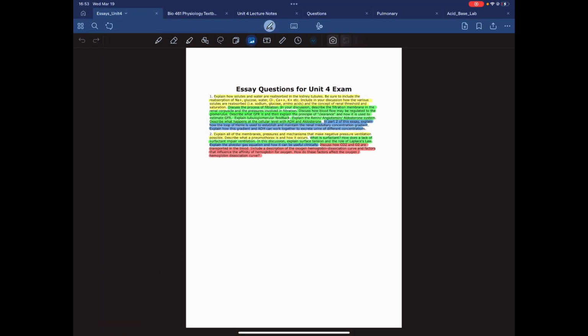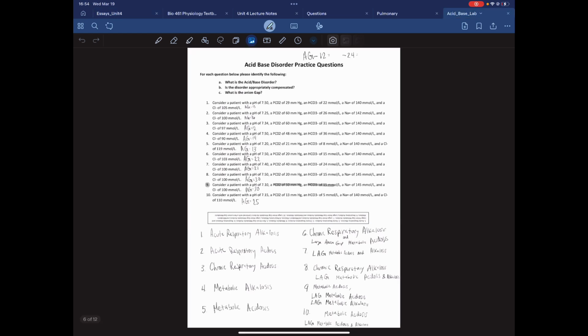All right, so this is the last part of question 2 for unit 4. And we're going to discuss, like it says here in red, how CO2 and O2 are transported in the blood, and include a description of the oxygen hemoglobin dissociation curve and factors that influence the affinity of hemoglobin for oxygen. And how do these factors affect the oxygen hemoglobin dissociation curve?